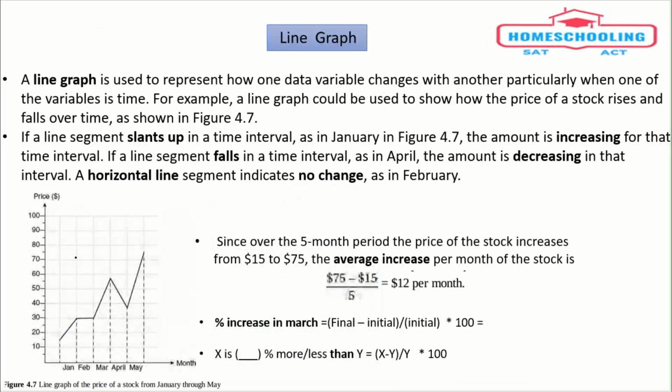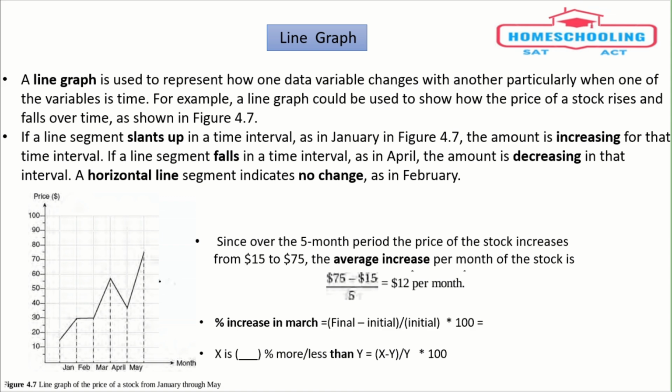In this line graph, as we can see, on the x-axis the months are given: January, Feb, March, April, May. On the y-axis, prices of stocks are given. In January, as we can see, the line graph is slanting up. That means the prices are increasing. In Feb, the line is a horizontal straight line. That means there is no change in the price. In April, the line is moving in a downward direction. That means the prices of stocks are decreasing.